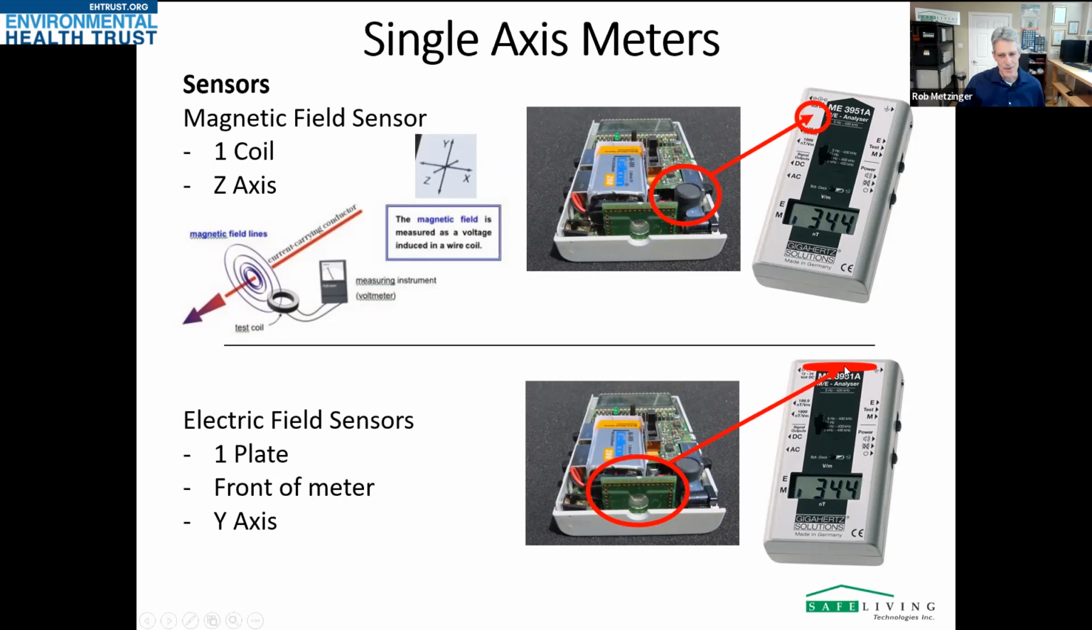And that's the reason why we have to point the meter in order to assess our exposures, because we have to point it in the direction of the highest field. And that's the disadvantage of single axis meters. The advantage of these meters is they're so sensitive, and they cover large frequency ranges. Like this goes up to 400 kilohertz.